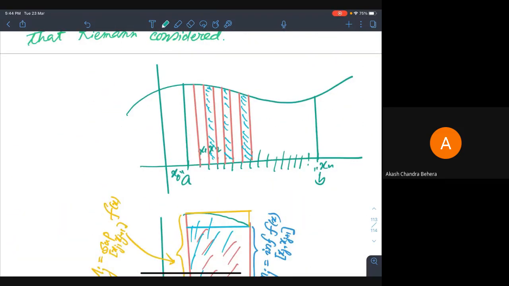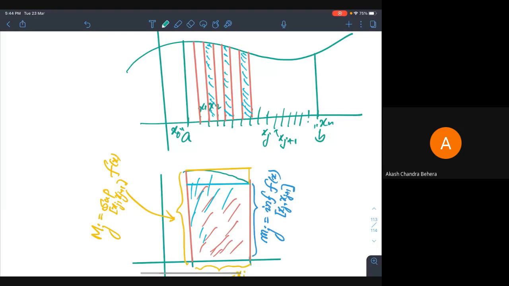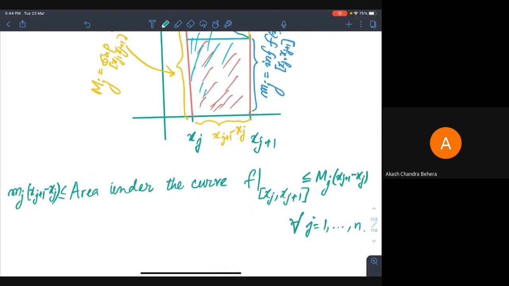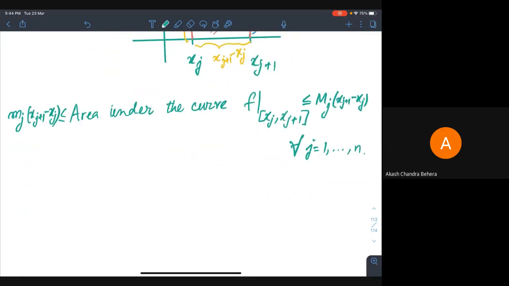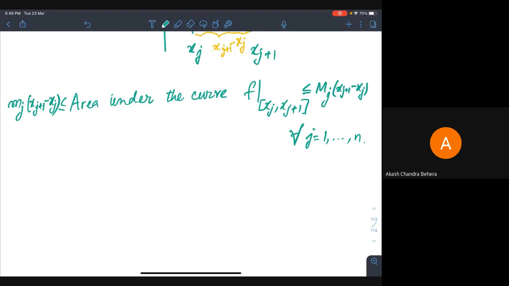So we divided this by this partition. Suppose this is x_j and this is x_{j+1}, and we zoom in up here. This is the portion we are zooming. And we get that the area under the curve on that small interval is bounded by small m_j times (x_{j+1} minus x_j), and capital M_j times (x_{j+1} minus x_j). All right. So this is very important. This is the fundamental step to define integration.